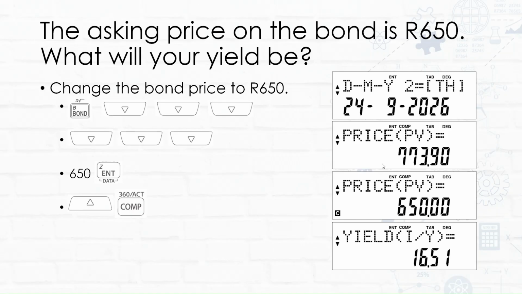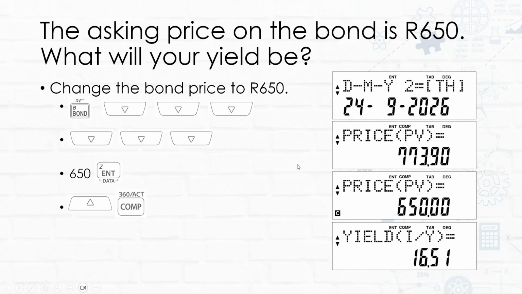The asking price on the bond is 650 Rand, so what will your yield be? We're going to change the bond price to 650 Rand. To do that, we press bond, press our down arrow button until we reach the point where it says price, and then we overwrite that by just typing over it 650, press enter, and then if you go back up and press comp, you will see your yield now is 16.51.